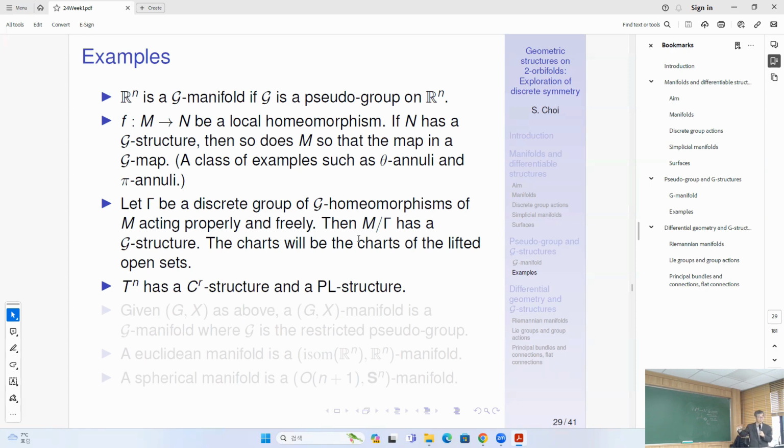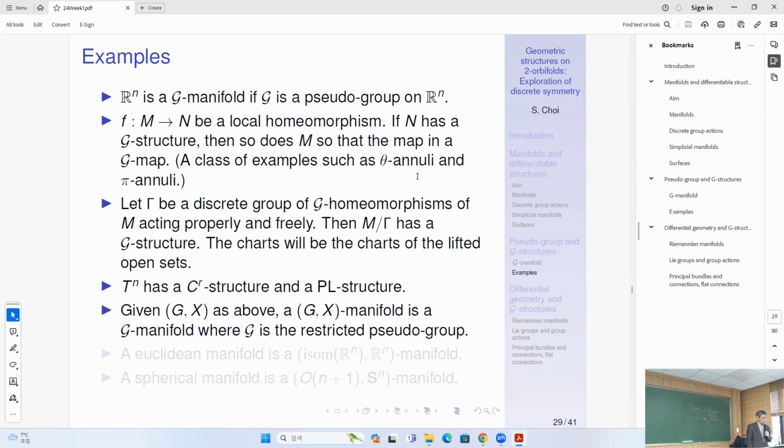Once you have it for some open manifold, because it's easy to get a local homeomorphism, and if there's a group action on that manifold, then you can easily get the G structure on the quotient manifold. So Tn has a CR structure and a PL structure because Rn has such a structure. You can think of Tn as the quotient by the translation group, and the translation group is, of course, CR and also piecewise linear. Therefore, by the quotient, it will have an induced G structure.